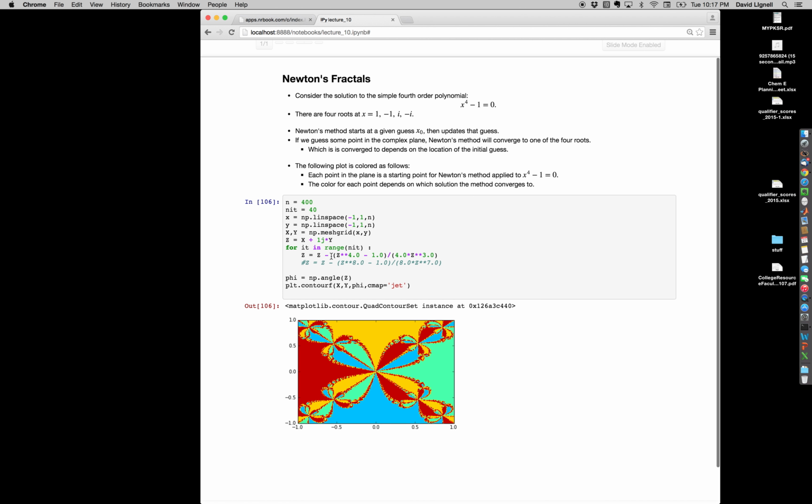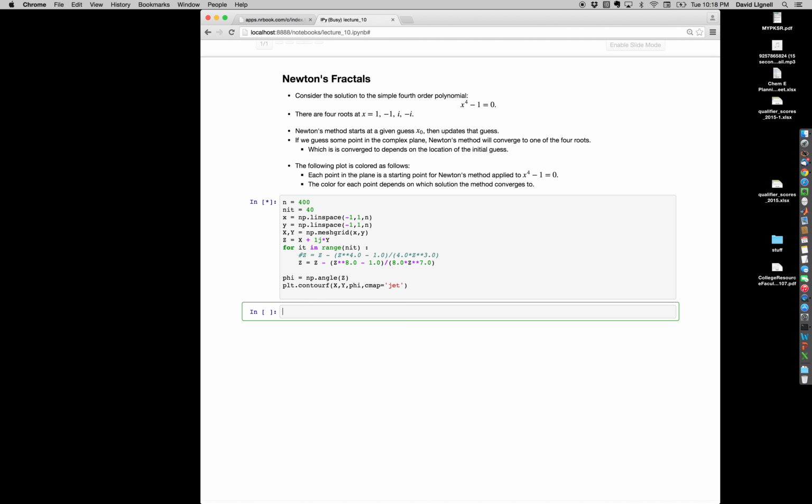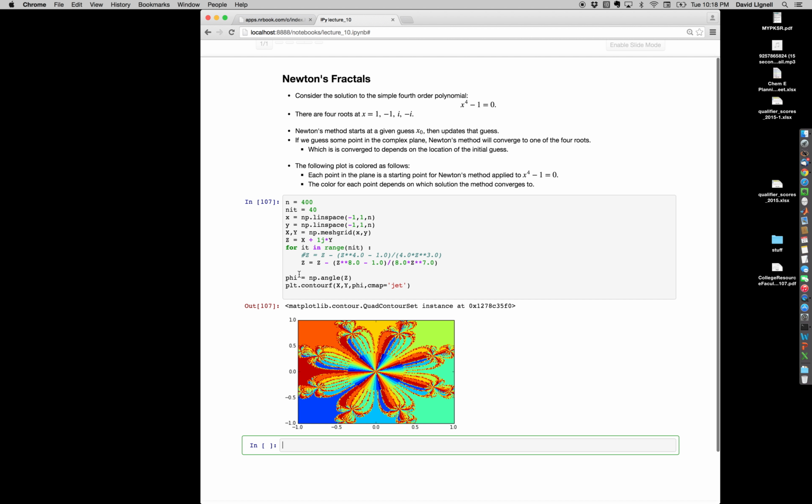It's pretty easy to change the code so that if you wanted to do a different polynomial, say we did x to the 8 minus 1, we can just uncomment this line, comment out this line, and run that. Then we get another really interesting pattern where in this case there's 8 different solutions, and you'll see 8 different colors.